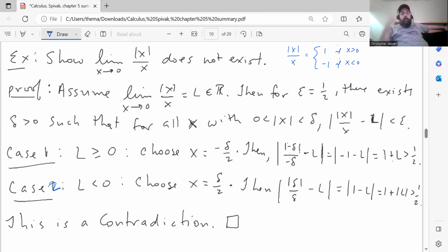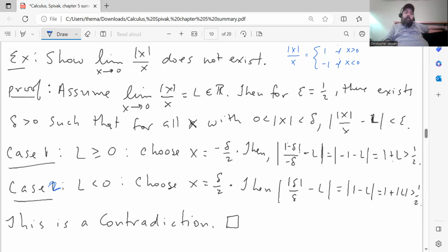All right, case 2 would be the complement of L greater than or equal to 0, which is L less than 0. So choose x equal to delta over 2. Again, delta over 2 is less than delta in magnitude, so that's inside the interval from negative delta to delta. Then if you plug that in for x into the function, you get absolute value of delta over delta minus L. When you simplify that, you get absolute value of 1 minus L, which is 1 plus absolute value L, because L is negative, which again is a number that's greater than 1/2. So that doesn't work either.